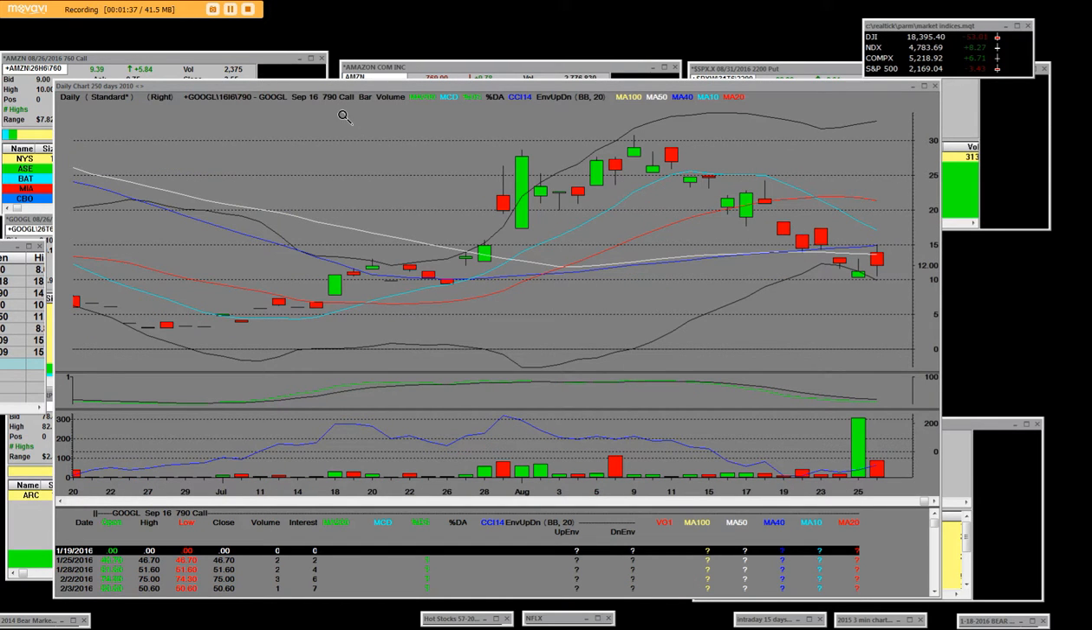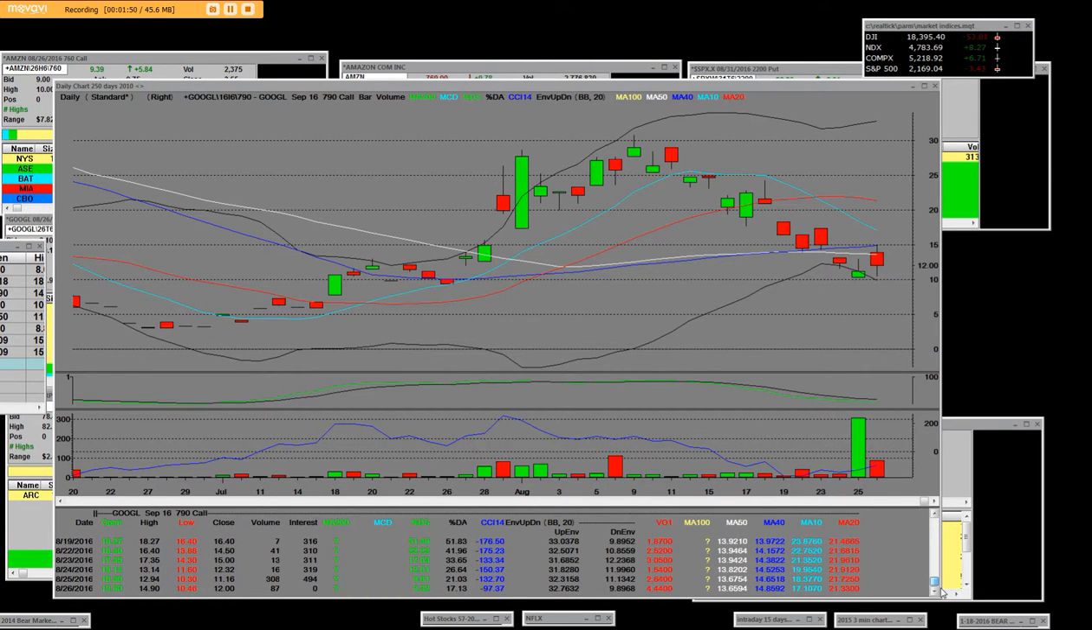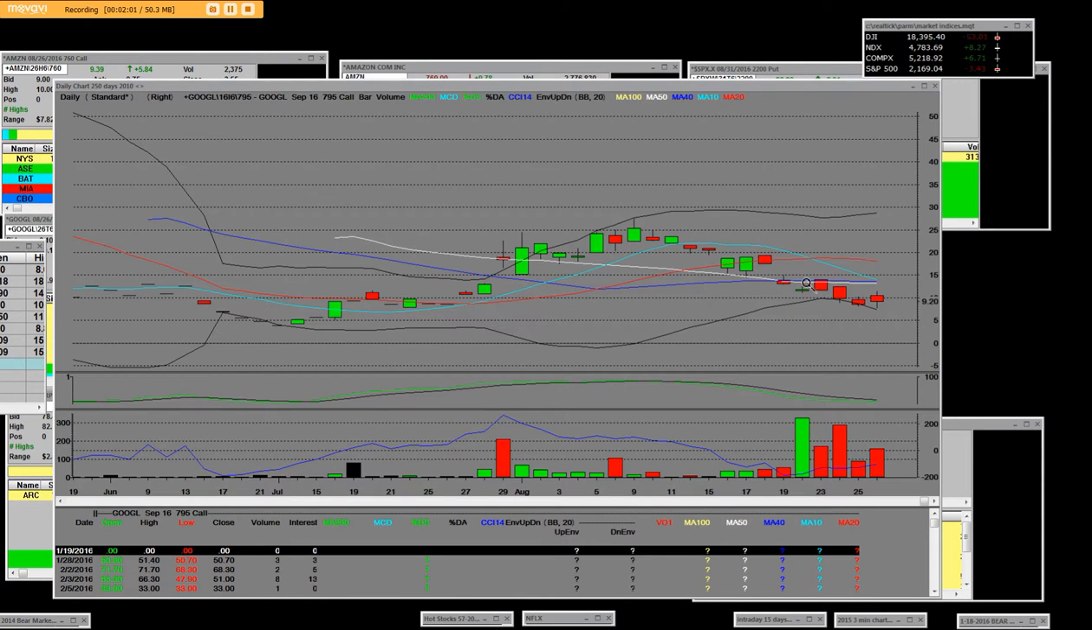I have a monthly 790 call on Google that got down here toward $10 and I had a $5 bounce. They used to be up here at $30. And yes, this is the only way that you're going to learn how to be a market maker with our system: understanding the inflated and the deflated part and covering these monthly premiums that trade totally different.